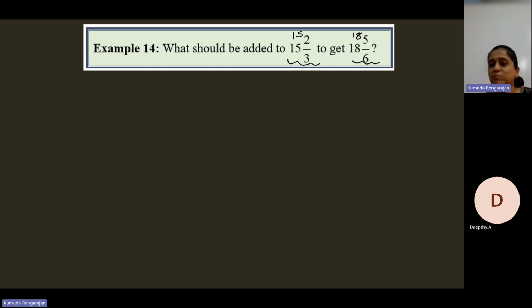How do you get that number 3 using these two numbers 18 and 15? 18 minus 15. So what did you do? This number 18 minus this number 15. So the answer for this question will be this one minus this one.